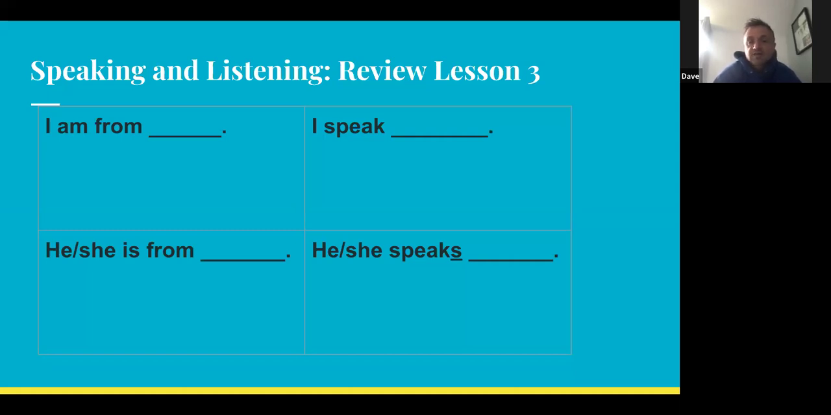And then I speak. I speak Spanish. I speak English. I speak Spanish, but I speak a little bit of English. I speak Spanish, but I understand some English. Okay. So I am from, and then your country. So I am from your country, and then I speak, and then your language, and if you want to add, and a little bit of English.